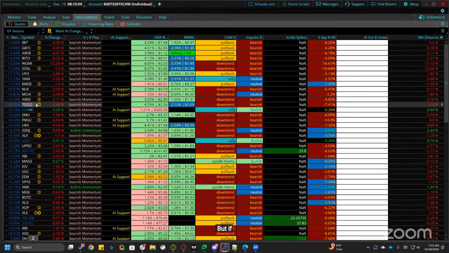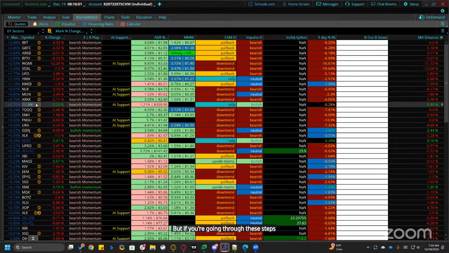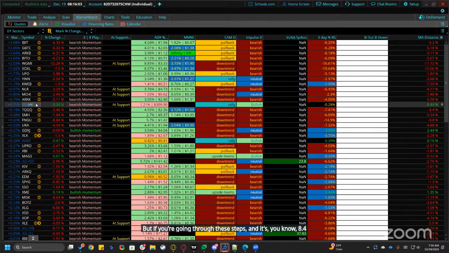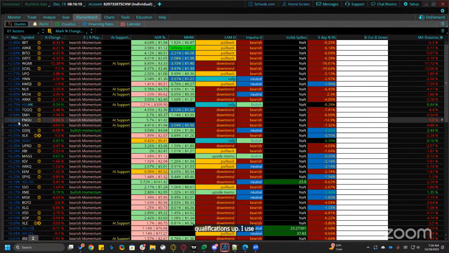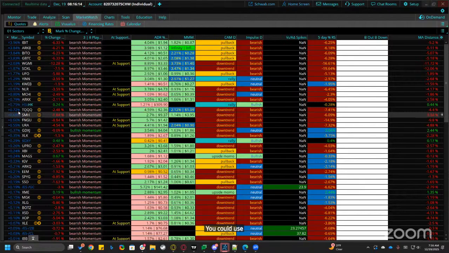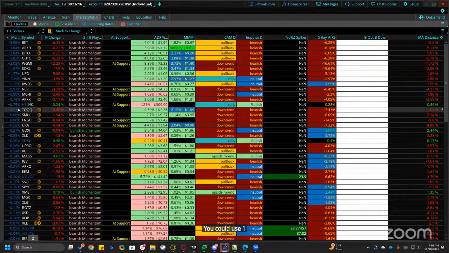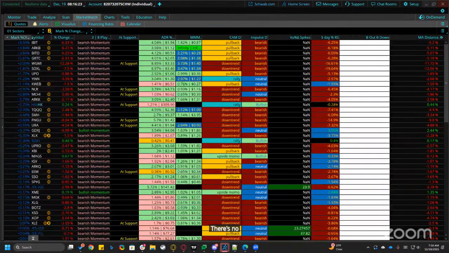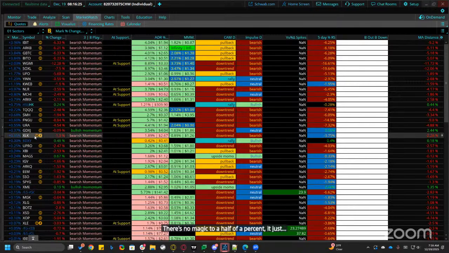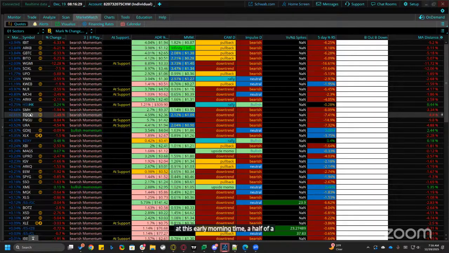But if you're going through these steps and it's 8:45, 9 a.m., 9:15, you're going to want to move your qualifications up. I use 0.5% because we started at 8:30. You could use 1% or 1.5%, maybe 2%, right? Just really tighten that number up. There's no magic to 0.5%. It just, at this early morning time, works good for me.